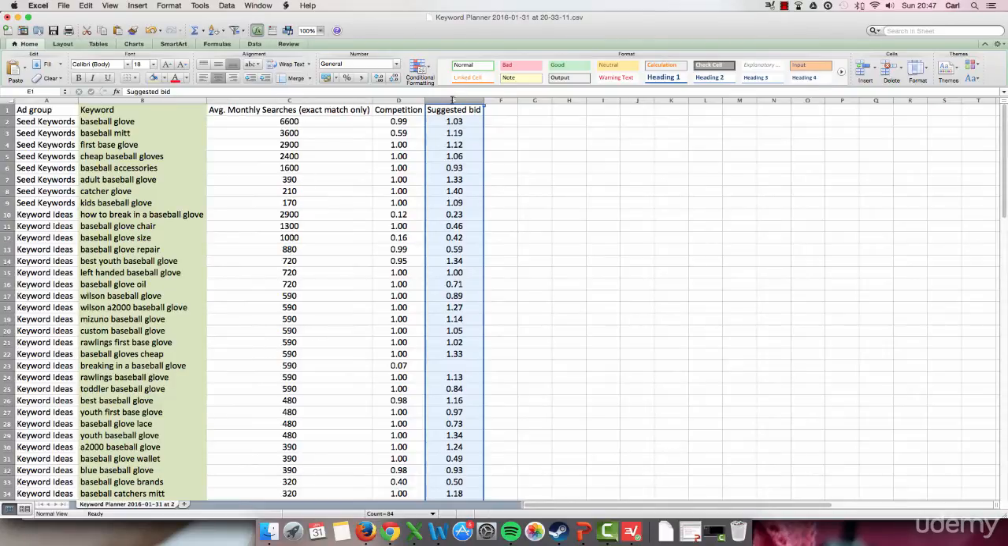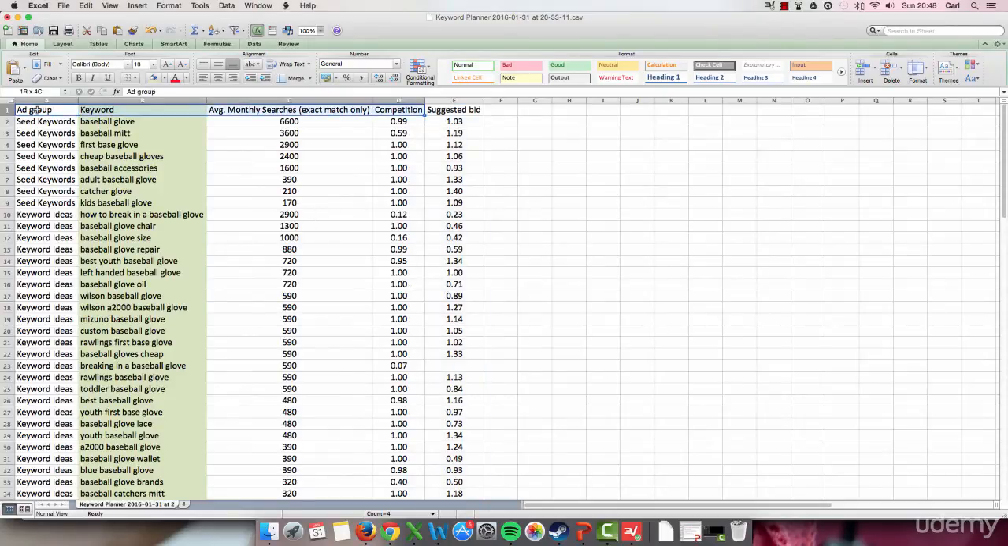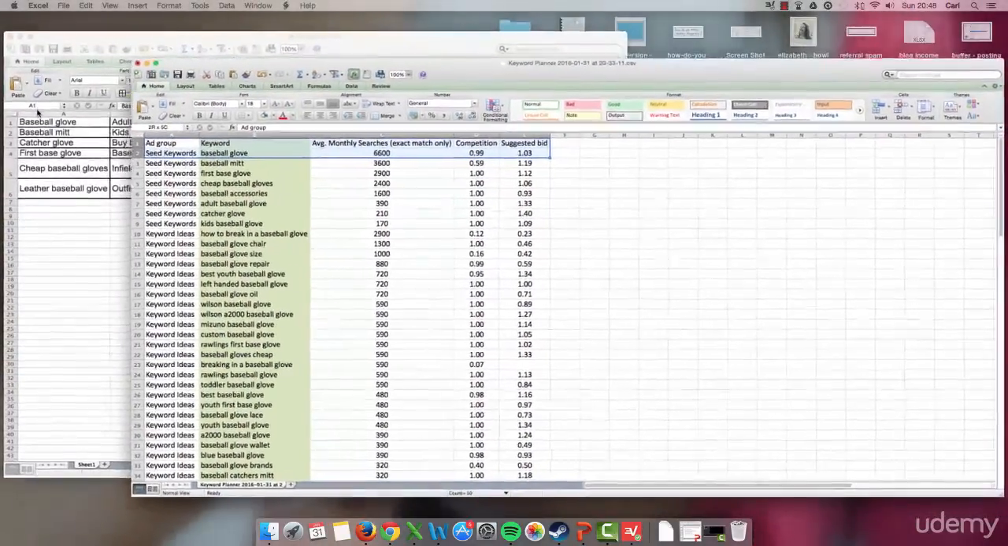And the suggested bid, finally, is the amount of money that Google would suggest you would pay per click, or be willing to pay if you had it in your AdWords plan. Again, it's not something we need to focus on so much because we're not using AdWords, but we can keep it in there just to see if the information correlates. So now we've got our selection. I'm just going to highlight all of that.